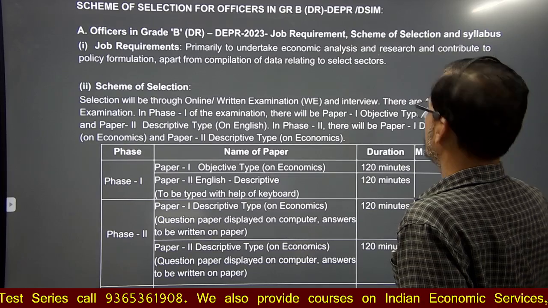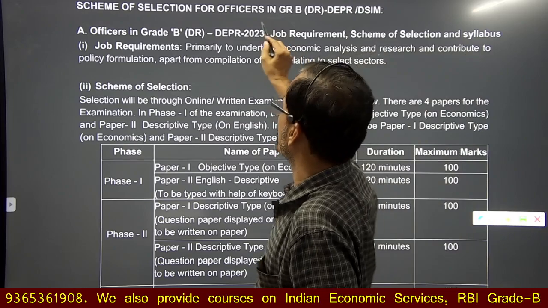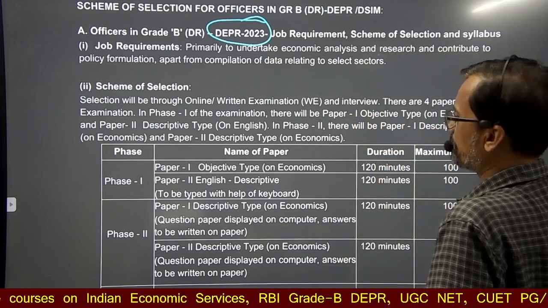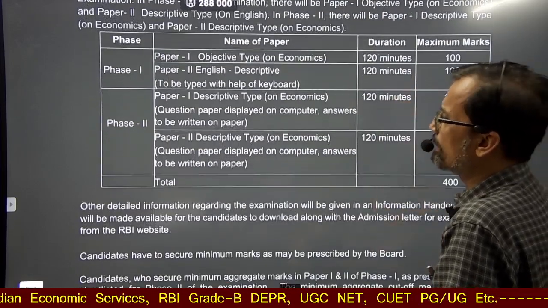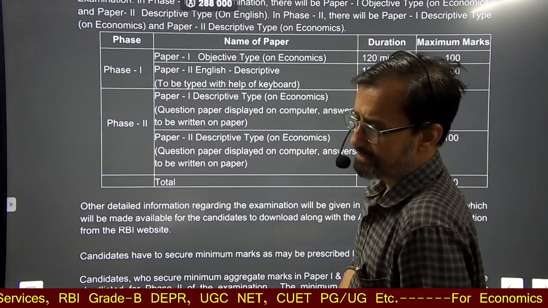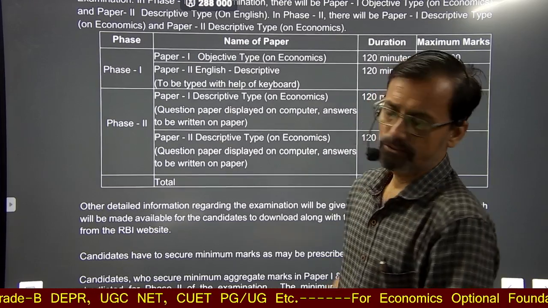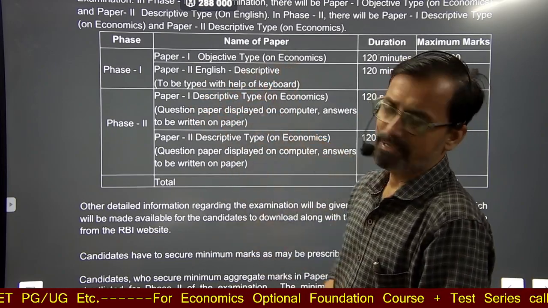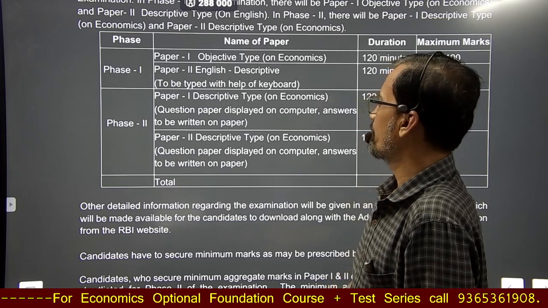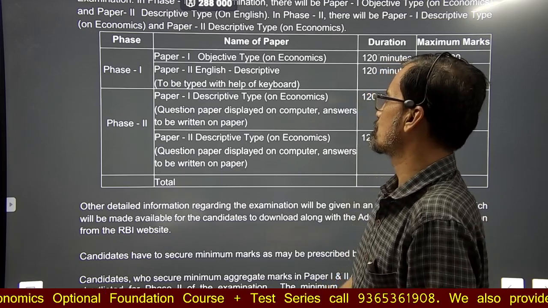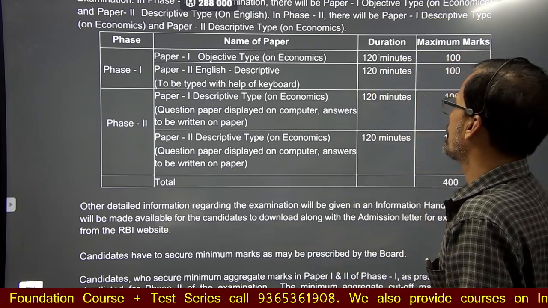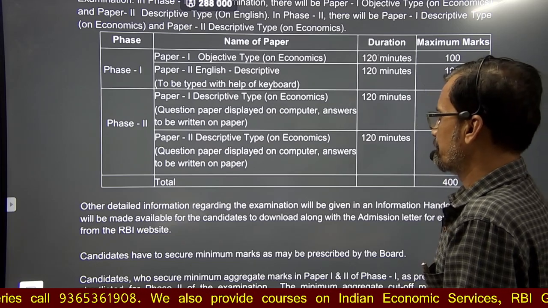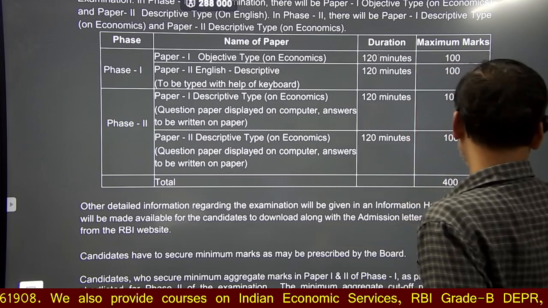There is a little bit of change here this year. RBI DPR has phase 1, phase 2 and phase 3. Phase 3 is basically the interview phase. Phase 1 consists of two papers, paper 1 and paper 2. Paper 1 is subject specific, where objective MCQ pattern questions are asked on economics. 120 minutes is given, 100 marks. This will be phase 1.